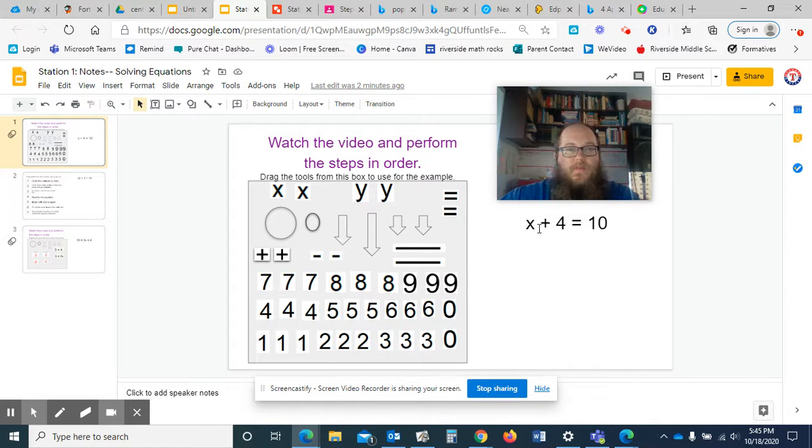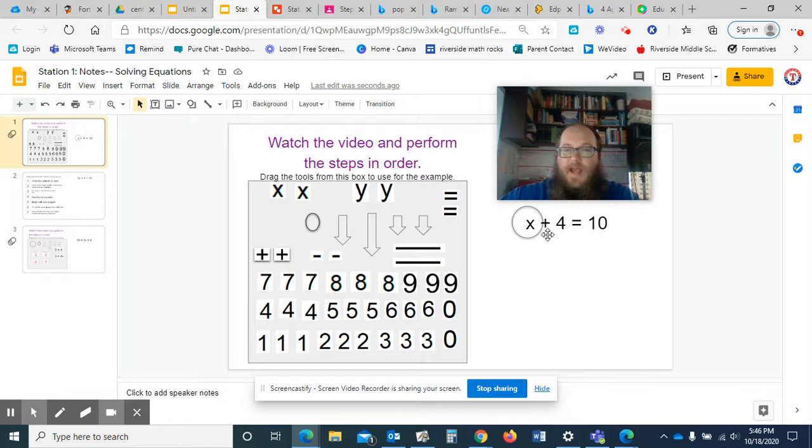So the very first thing that I'm going to do is take this circle over here and drag it over and put it over my x, so that I put a circle around my x, saying I'm going to keep this by itself. So it's now isolated away from the rest of the equation.